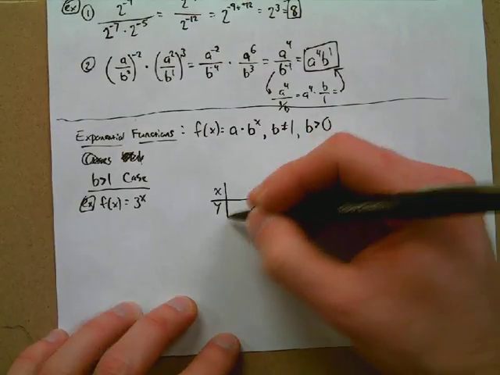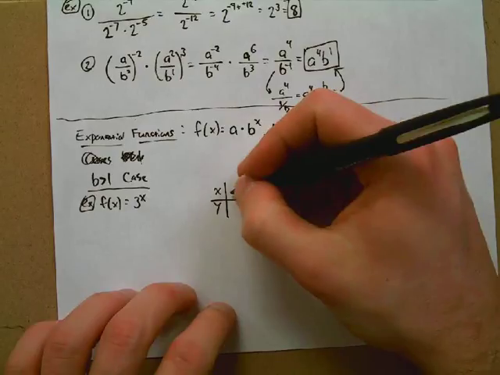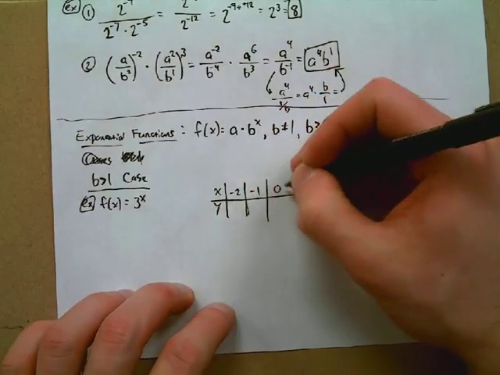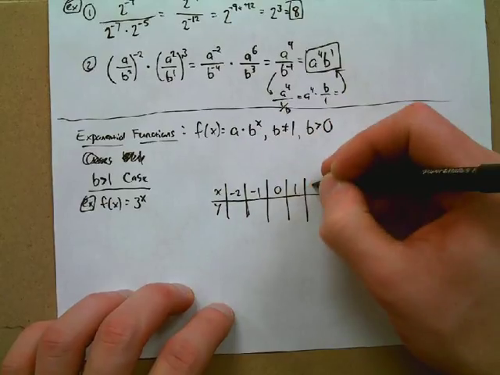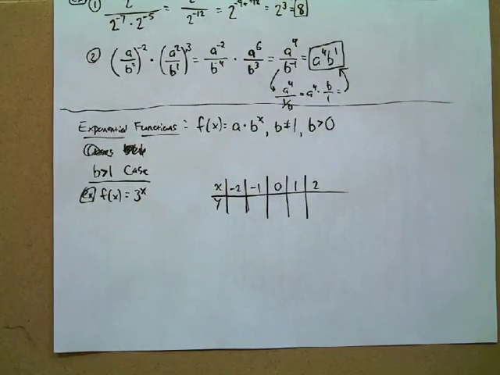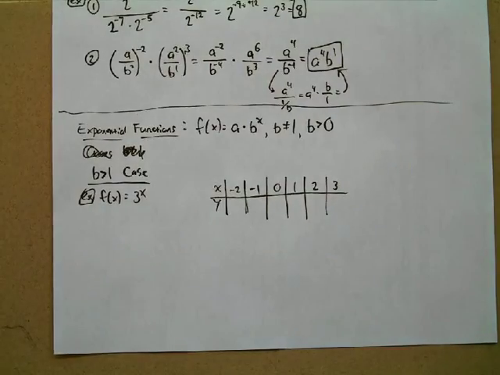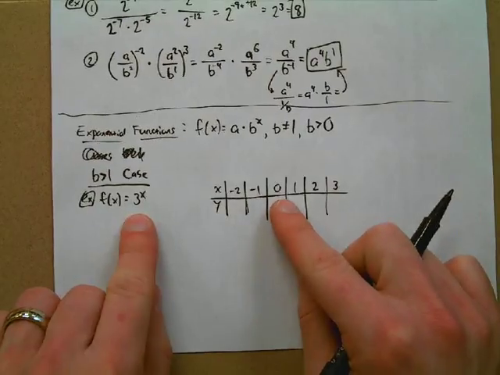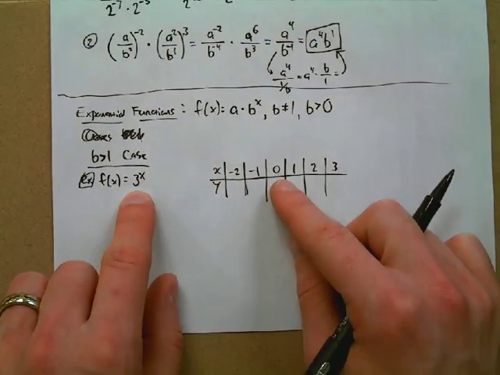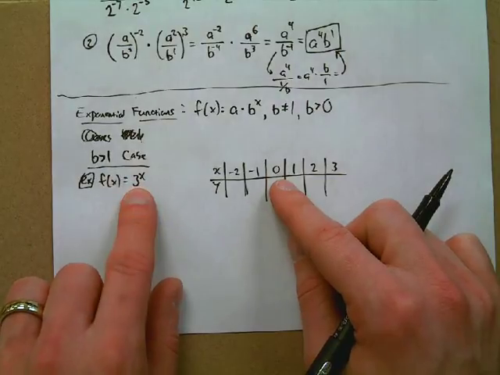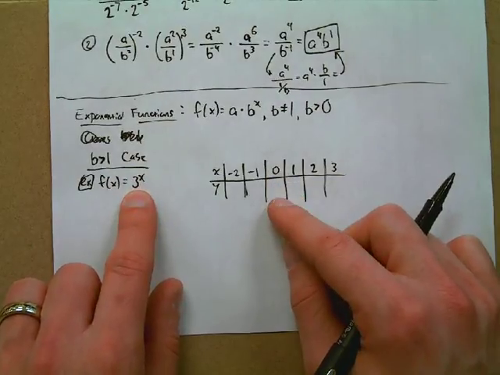Okay, and we want to pick low numbers because with exponents things get out of control real quick. 3, I guess. Okay. So let's start pretty easy here. We'll start with 0. So if x is 0, what is y, or what is f of 0 going to be? If that's our function right there, what is f of 0 going to be? 1, right? 3 to the 0, which is 1.